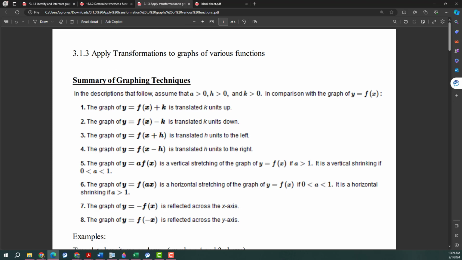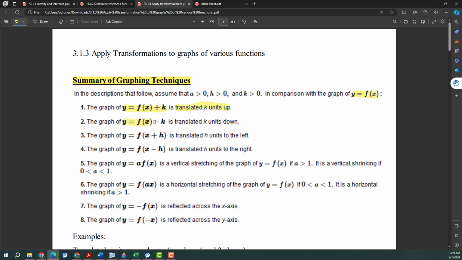Lesson 3 says to apply transformations to graphs of various functions. So we have a summary of our graphing techniques. This is important information. It says in the descriptions that follow, assume that a is greater than 0, h is greater than 0, and k is greater than 0. And then remember that y equals f of x. So it says that the graph of y equals f of x plus k is translated k units up.